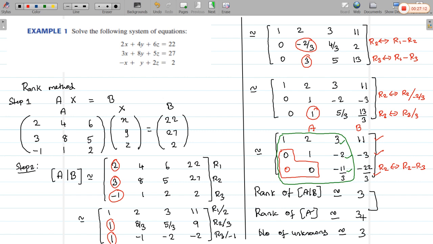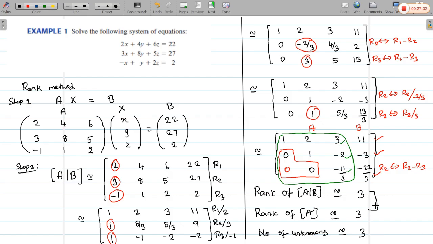What do you mean by that? I will discuss with you. What is it? Number of unknowns. Number of unknowns means what do you want to find? X, Y, Z. So 3 unknowns. That is why I wrote here 3. Is that clear? Now, if you have 4 variables, then 4 unknowns. 5 variables, 5 unknowns. Am I clear?